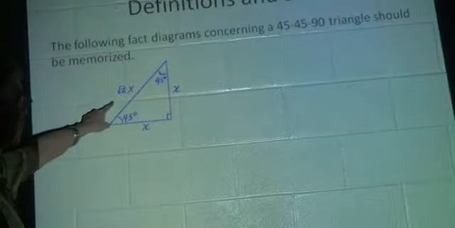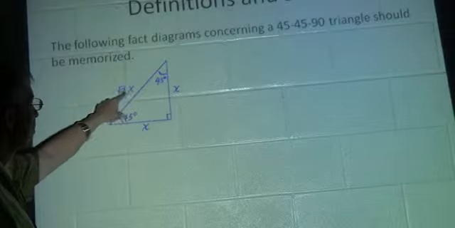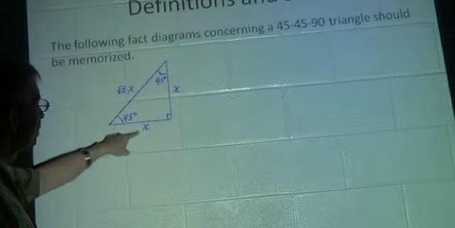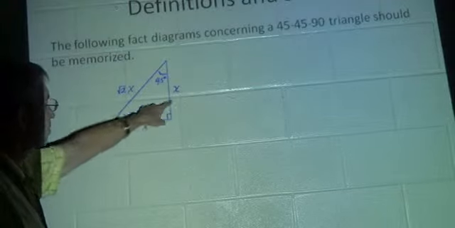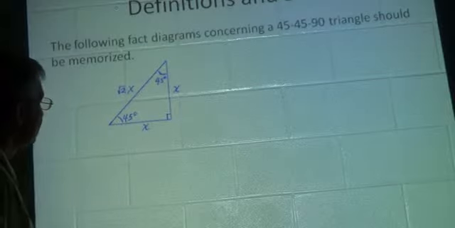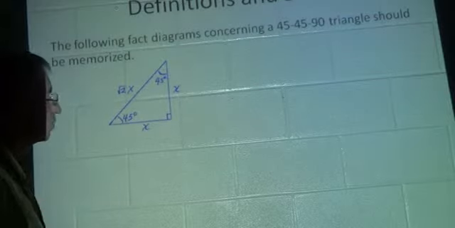Let's look at some more. These following facts you need to memorize, and this comes directly from the Pythagorean Theorem that we just saw. The hypotenuse is always going to be x times the square root of 2, and the two legs will always be x. That means that these two angles are 45 degrees. You need to memorize this as well as the following fact.